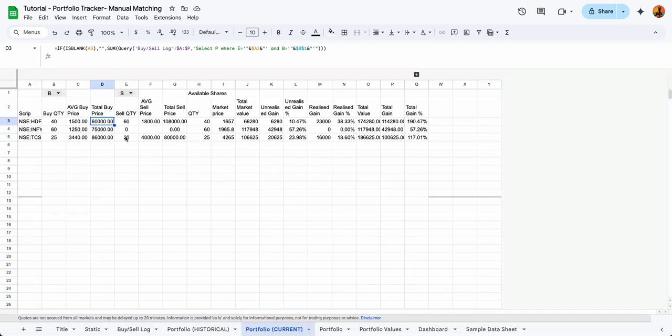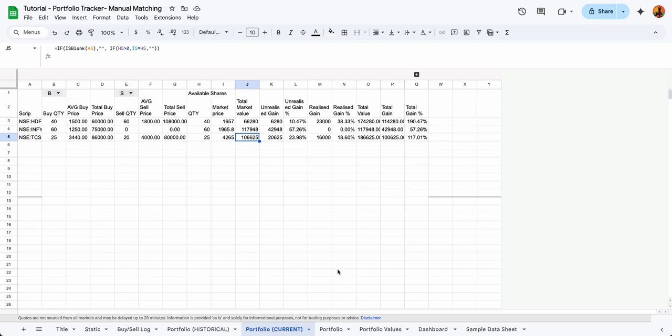Then coming back, I have the sell quantities, which is the same logic that we had used previously. Quantity, market price, market value, unrealized gains, realized gains are all calculated the same way. You may just pause at this moment, refer to the formulas that I have used and recreate the sheet to get all this data in your individual sheets as of now.